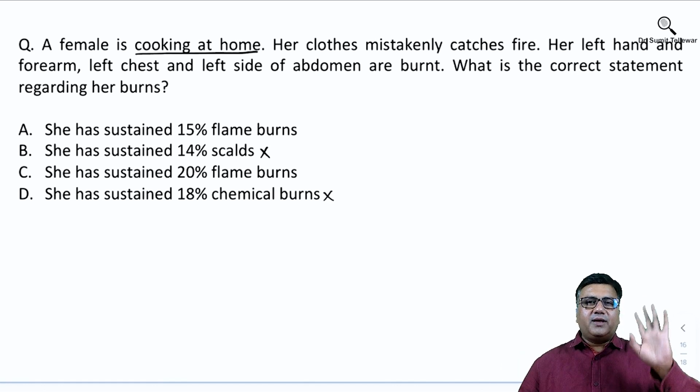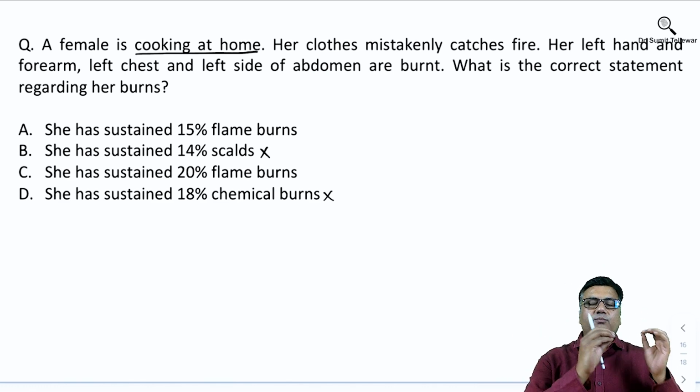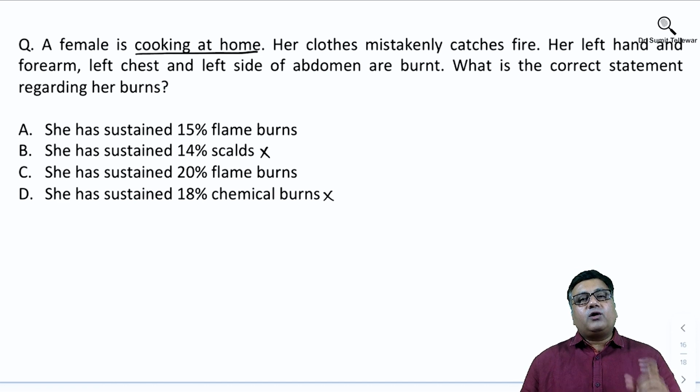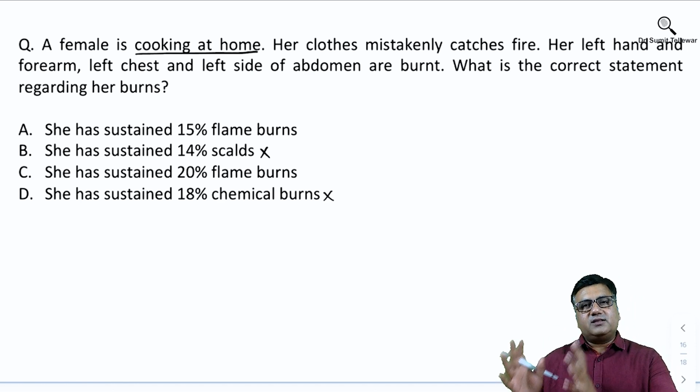So what are we remaining? Two choices of flame burns. So you have simply eliminated two choices. Now, what is the concept that is very important in the question? This concept has been asked. This concept is very easy, but it has been asked time and again in the examination.